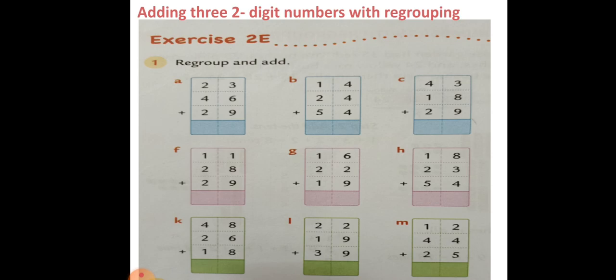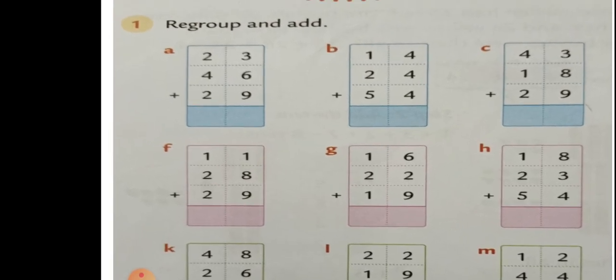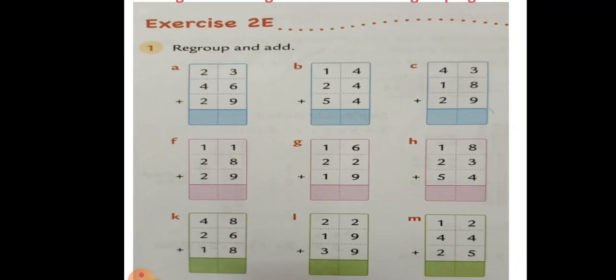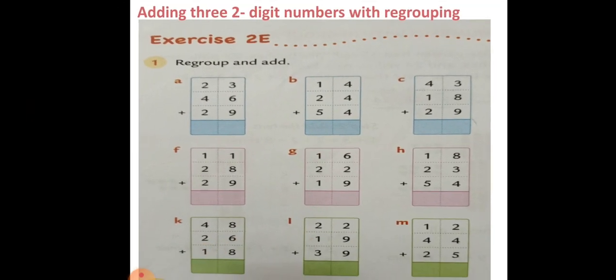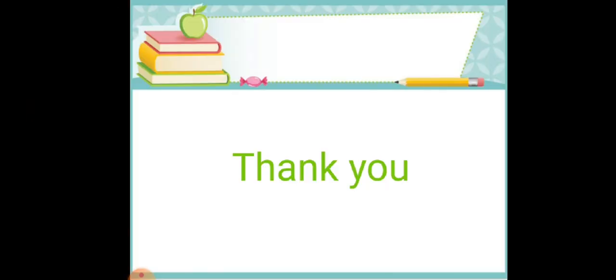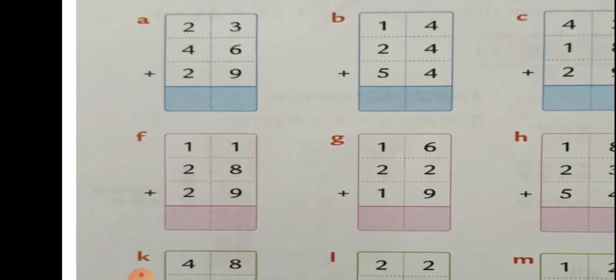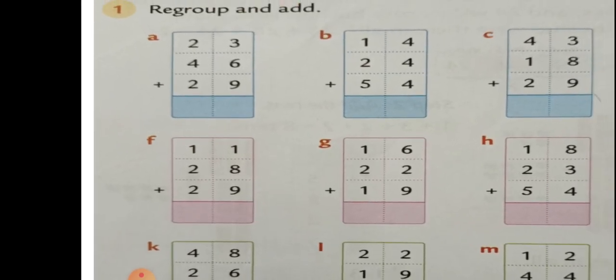Adding 3 2-digit number with regrouping. This is called regrouping. Regrouping and adding. That's the end. So first we are going to regroup, children. Then here I'll be giving you homework, children.